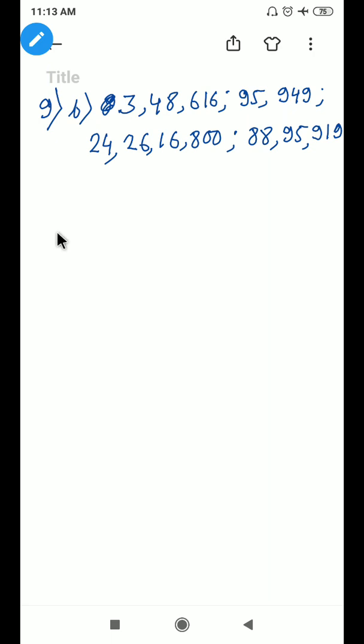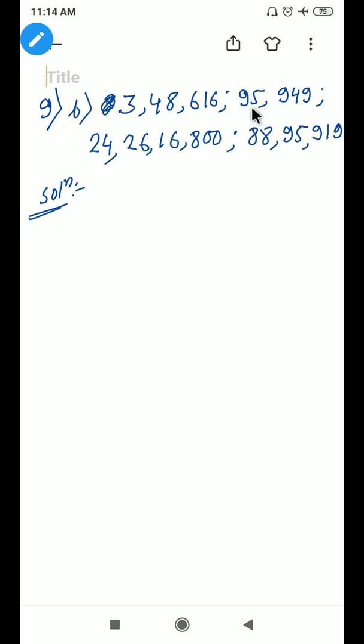Firstly you have to know the meaning of ascending order and the meaning of descending order. Ascending order means you have to arrange the numbers from smaller to bigger. This is called ascending order. And descending order means you have to arrange the numbers from bigger to smaller. So let's start. Firstly you have to arrange these numbers in ascending order, smaller to bigger.